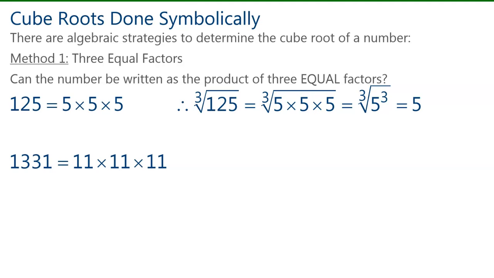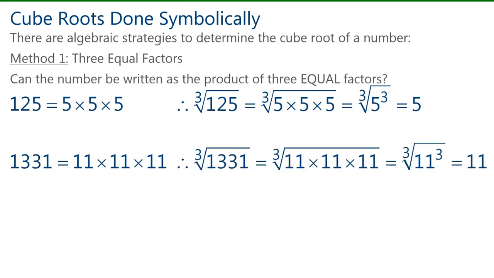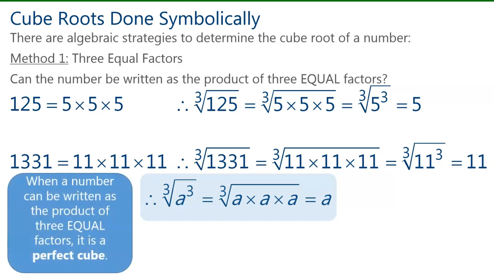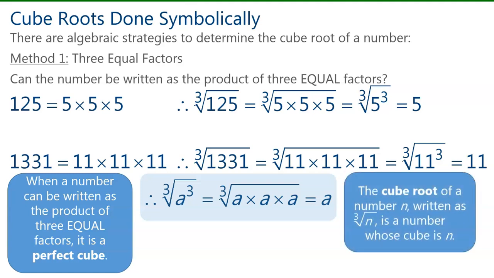1331 can be written as 11 times 11 times 11. So the cube root of 1331 can be written as the cube root of 11 times 11 times 11, or the cube root of 11 cubed, which is 11. Once again, the exponent for the power inside seems to undo the index. In general, the cube root of a cubed, which is the cube root of a times a times a, is a. When a number can be written as the product of 3 equal factors, it is a perfect cube. The cube root of a number n, written as the cube root of n, is a number whose cube is n.